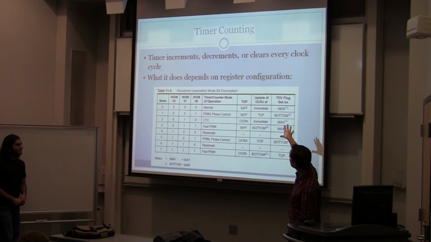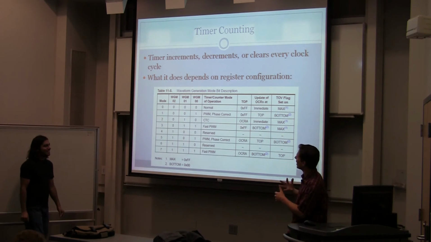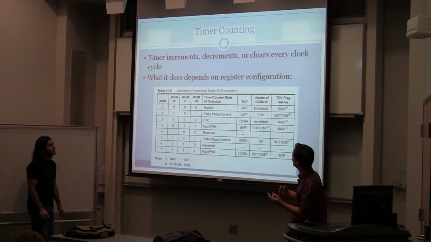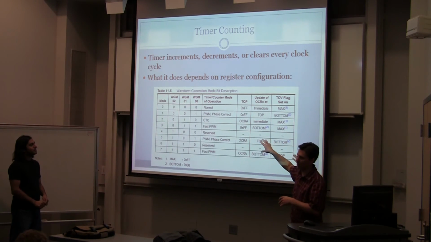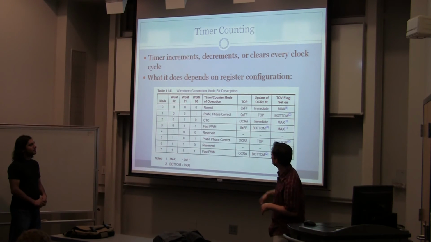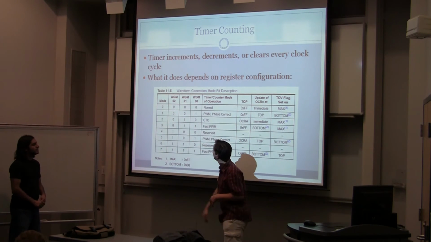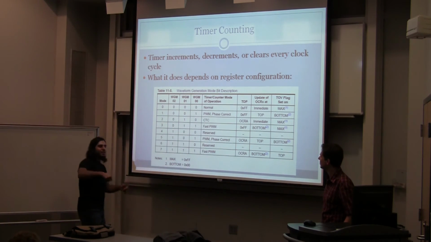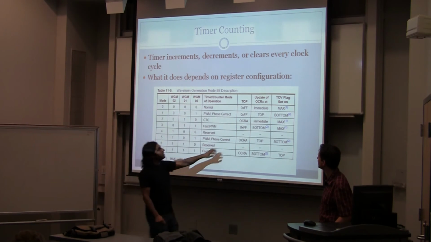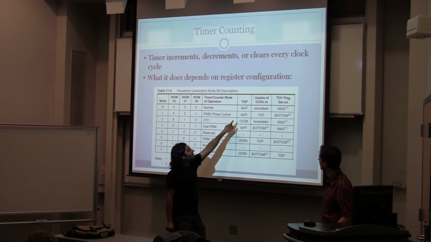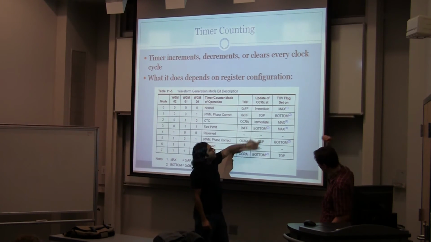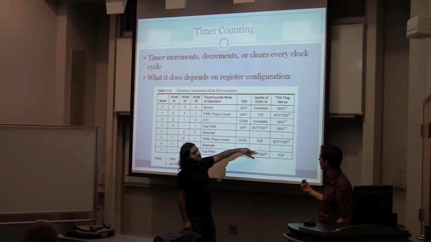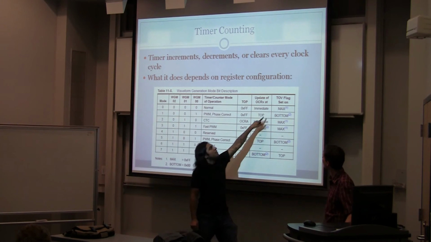Okay, so for timer counting, you can choose what happens here. The timer, or the counter, can go up, can go down, or it can clear every clock cycle. What it does depends entirely on how you set the registers. There are also these waveform generation modes. Basically, each of these modes is a different way of the timer being counted and being reset. These three columns tell you what we're counting up to, what happens when the output compare register gets updated, and when our overflow hits.